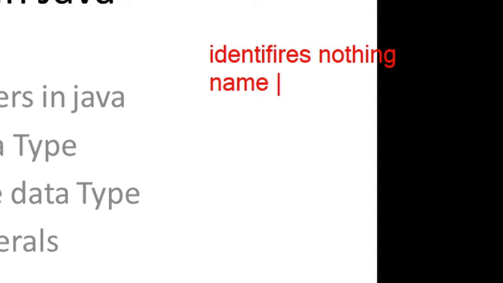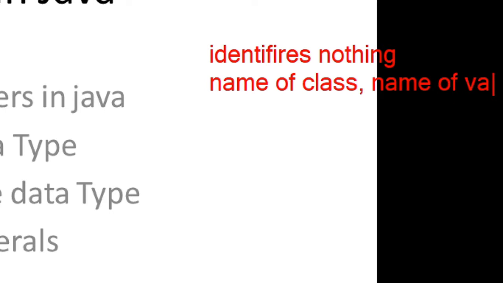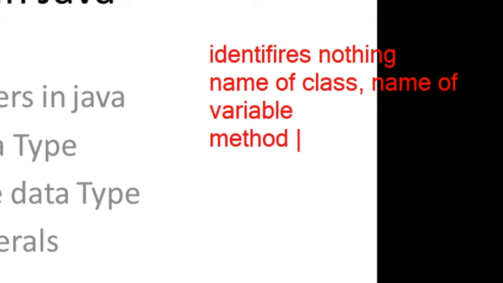simply a name of a class, or you can call it the name of a variable, or the name of a method, method name, or else you can call it a label name. So these are identifiers.